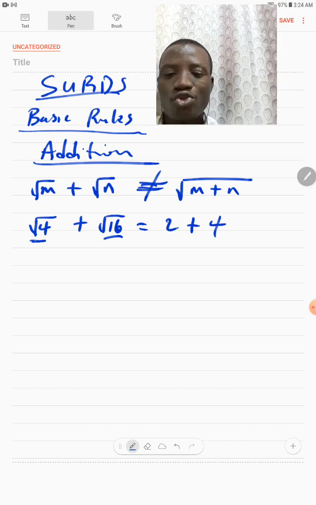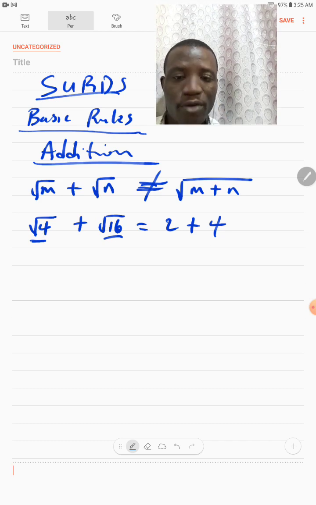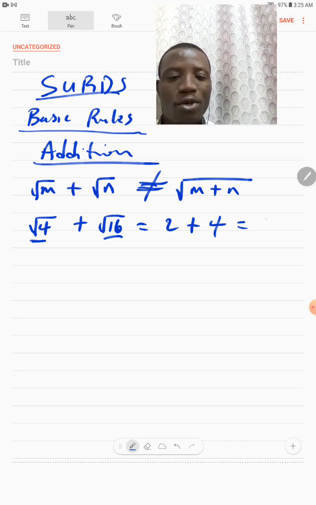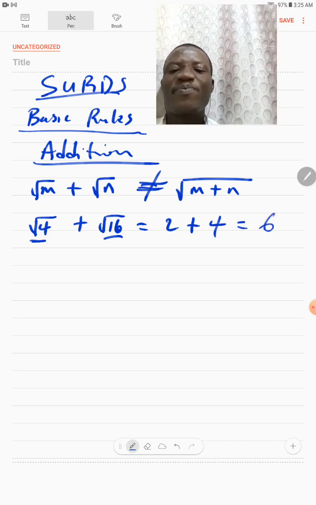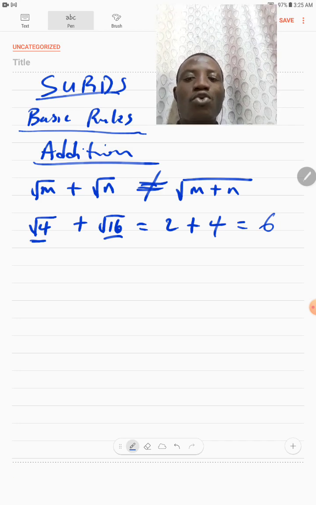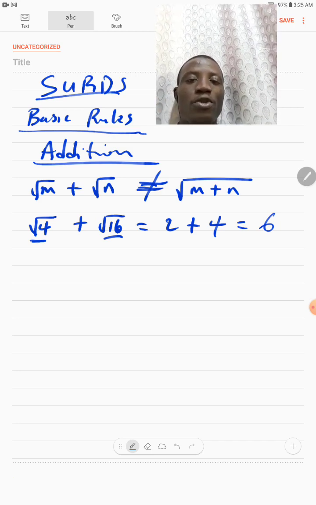So if I'm to do this, square root of 4 is 2. Square root of 16, pardon me, is 4. So 2 plus 4 is going to amount to what? 6. So root 4 plus root 16 will give us 2 plus 4 equals 6.